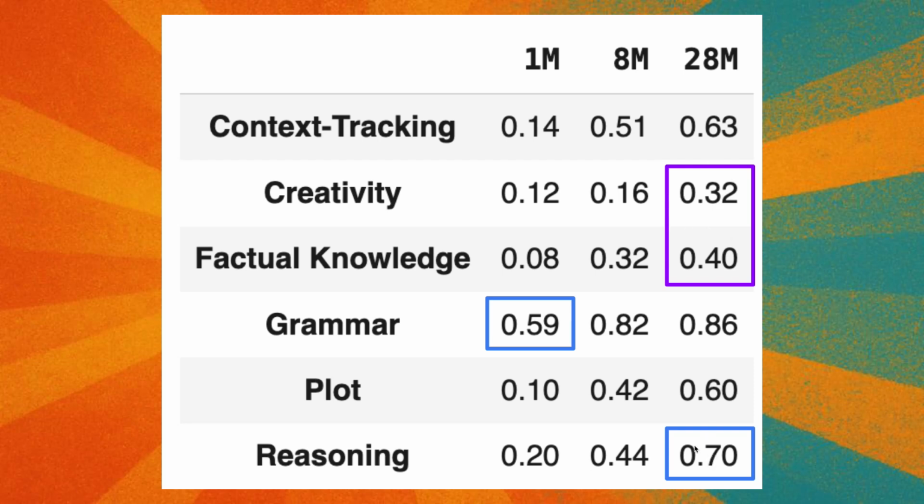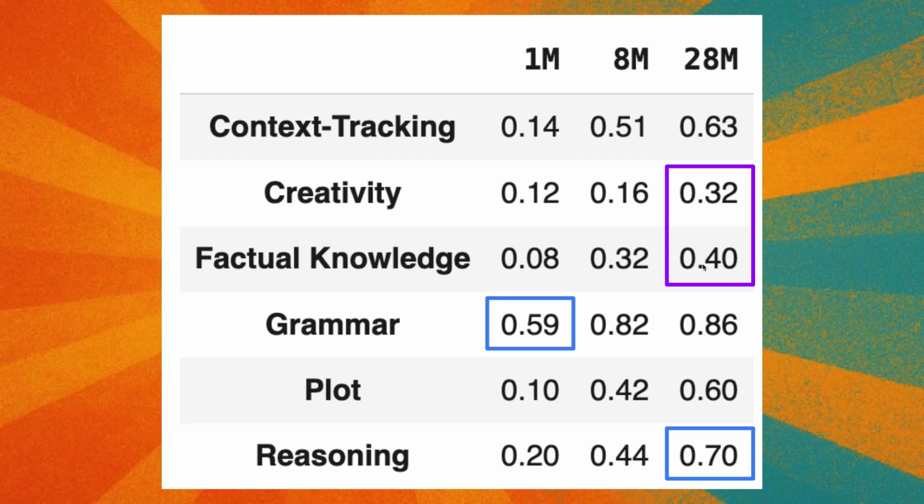And then the other highlight I want to make is reasoning, right? So the reasoning score for the smallest model is 0.2. It doubles to 0.44, and then it goes up by another 60, 70% to 0.7. And that's pretty solid, right? 7 out of 10. So if we were talking about school grades, I don't know what school grades are these days, but a 70% is passing. So that was really cool to see. Reasoning was stronger than factual knowledge.